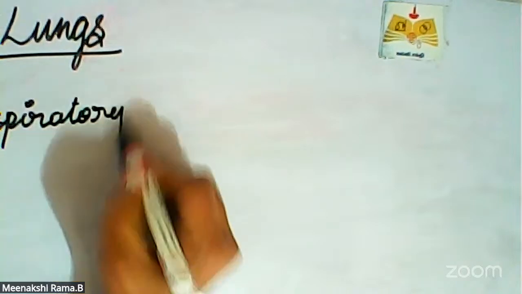Today's 8th standard science, we are going to learn about the lungs and their function. The lungs are an important organ in our body. Lungs are the primary respiratory organs. Different kinds of systems function in our body, and one of the important systems is the respiratory system. So respiration is an important system.